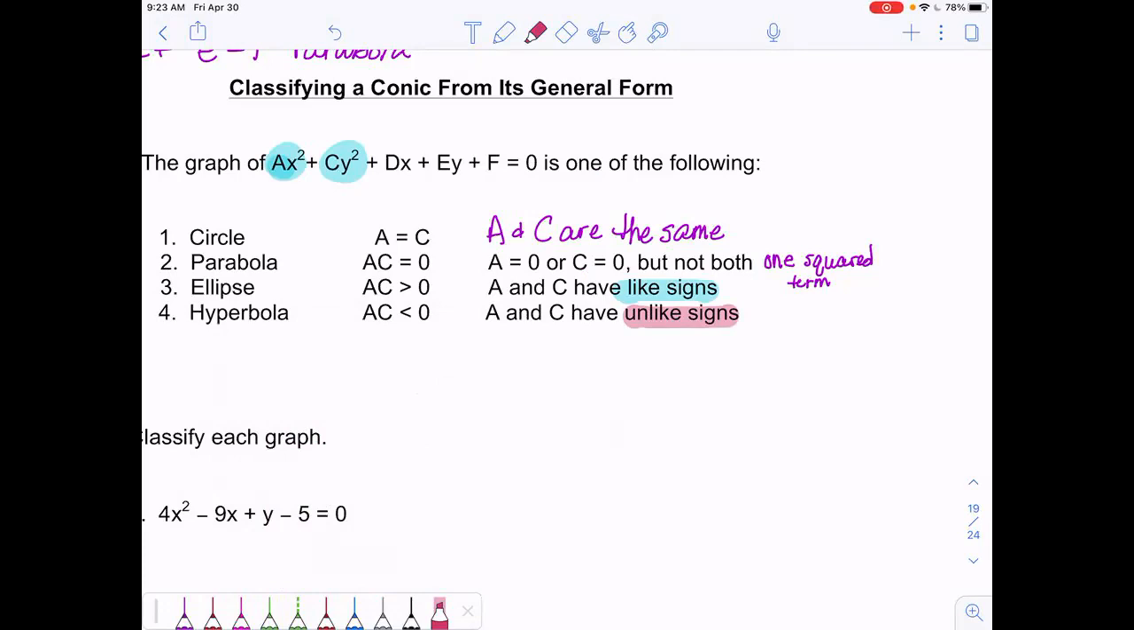So a circle, A and C are exactly the same. The x squared and y squared terms have the same coefficient. A parabola, one squared term. An ellipse, they're both positive or they're both negative. And then a hyperbola, you have one positive and one negative.